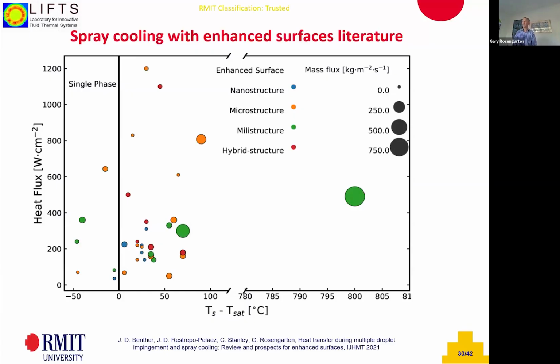We had a good look at the literature to see if there's any correlation between the different structures that people have done when they've enhanced surfaces, from nano, micro, milli, the hybrid structures like I showed you, that mixture of the micron-sized pillars with the zinc oxide nanowires, the mass flux, and of course the temperature of the surface compared to the boiling temperature, which is T surface minus T sat.